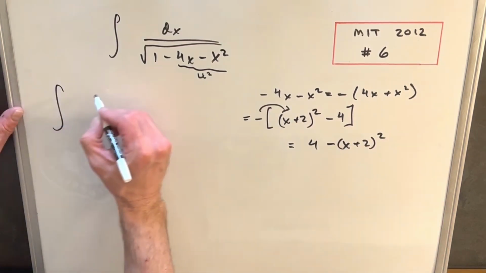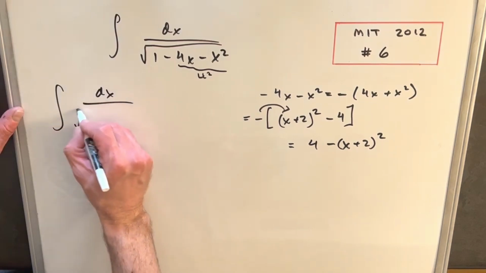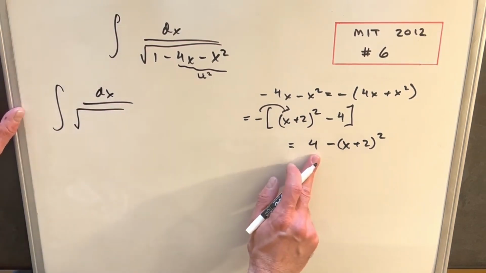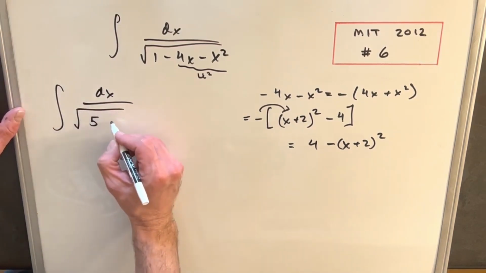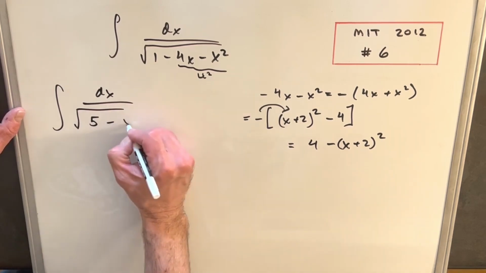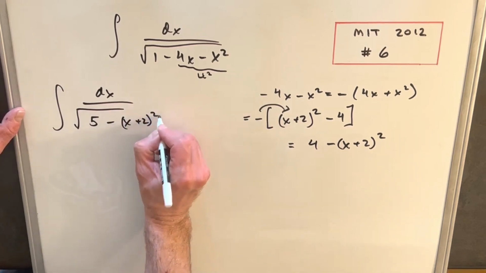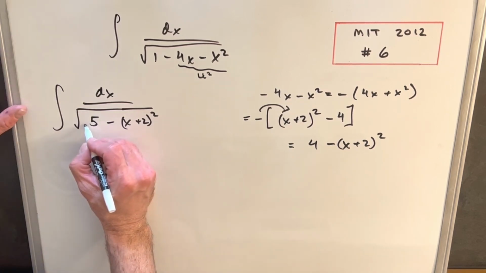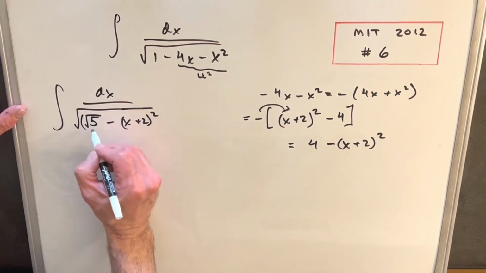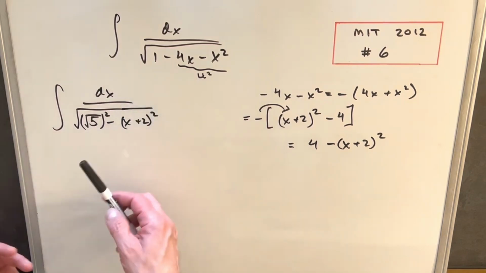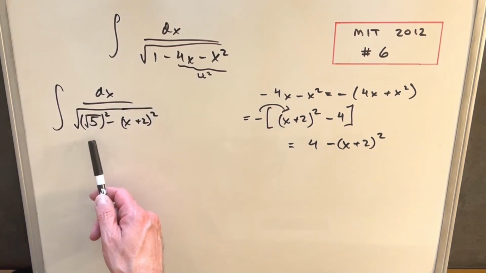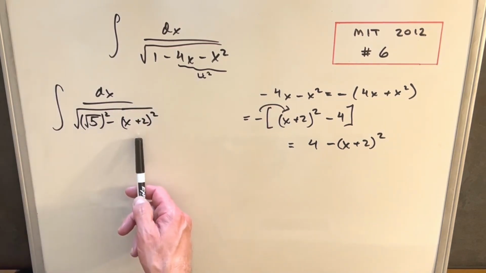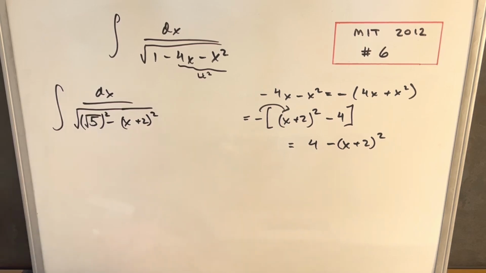Now putting this back in our integral, we're going to have our dx. And then we have our 1, but we're going to add it to 4, so now we have a 5. And then we're just going to have this piece minus x plus 2 squared. Again, for a trig substitution, we want to have this term squared as well. So I'm going to write this as square root of 5. Instead of having 1 minus u squared like I planned, we have this additional number. So we're going to have square root of 5 squared minus x plus 2 squared. This is still good for a trig substitution.